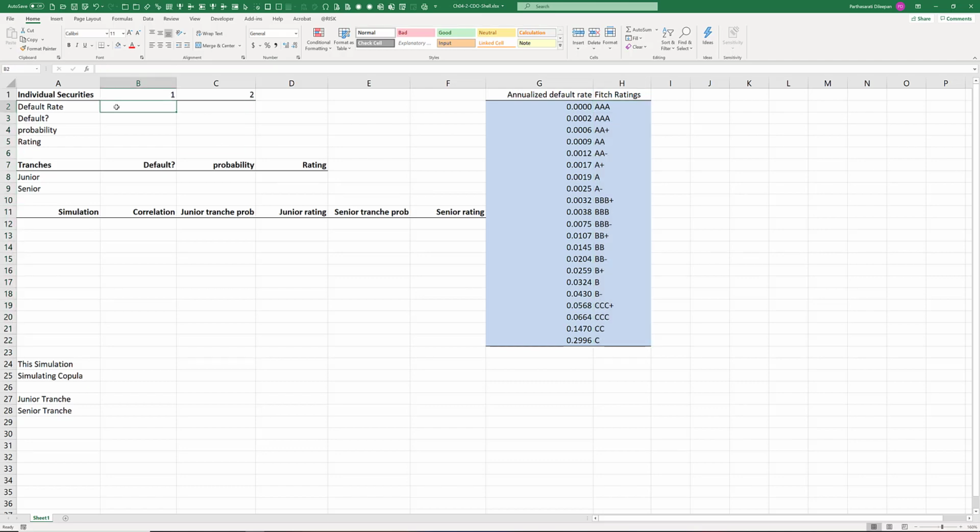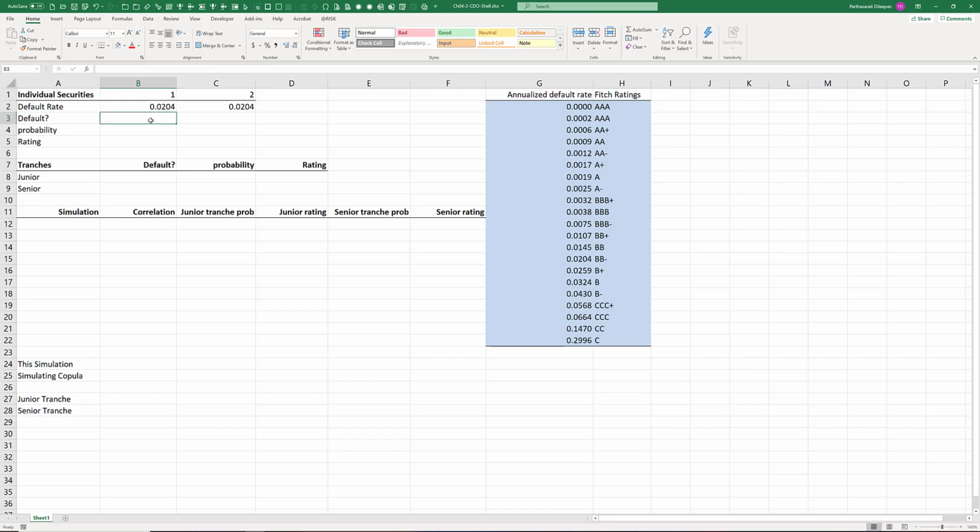We're going to assume that there are two assets that we're going to bundle together, and let's start with the default rate being BB minus. That is just about junk bond rating, so this is fairly risky. We have the same rating for the two underlying assets. Okay, so this is the probability of failure.